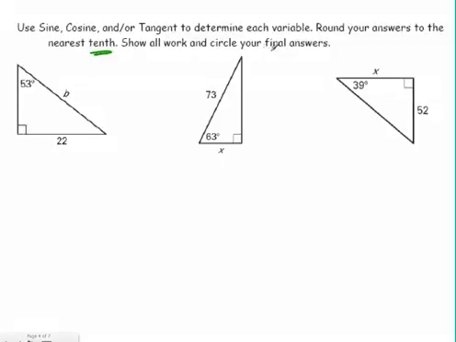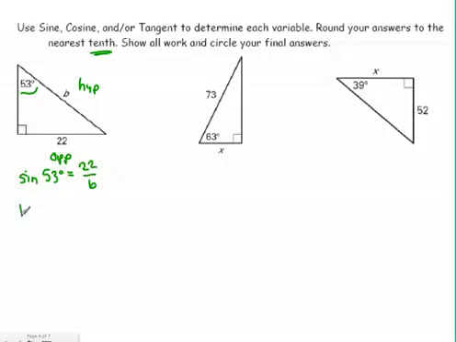Show all your work and circle your final answers. When we have this 53 as our angle, this becomes our opposite side. This is our hypotenuse. So which trig function deals with opposite over hypotenuse? That's going to be the sine. So we'll say the sine of 53 degrees equals 22 over b.